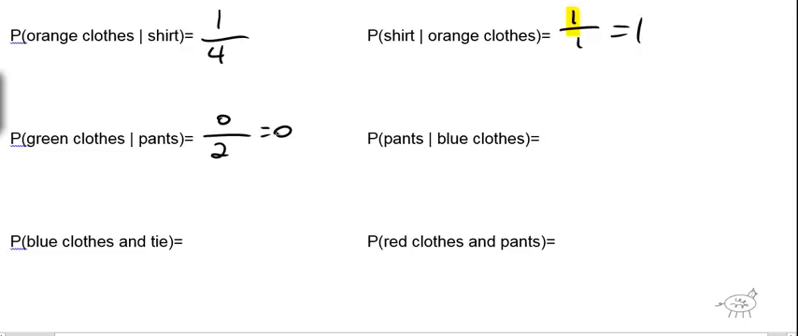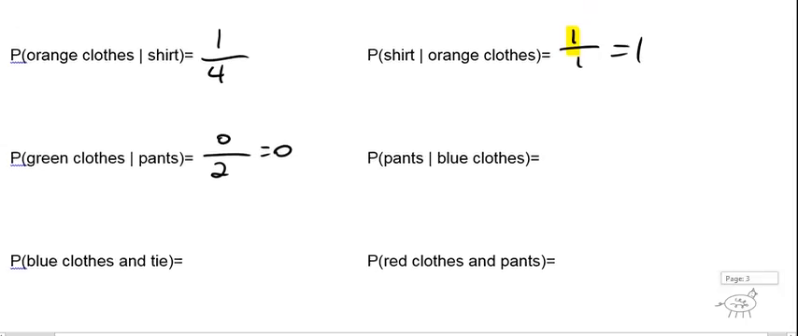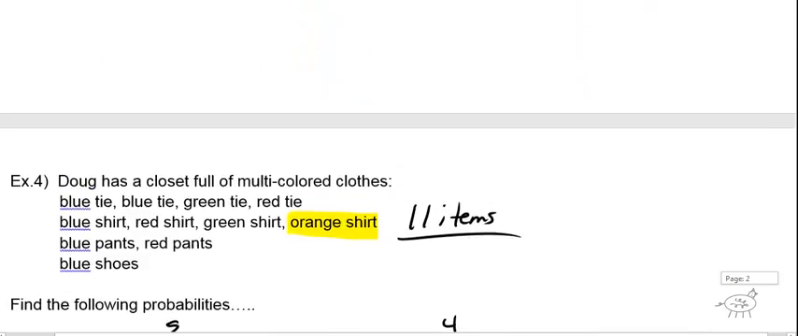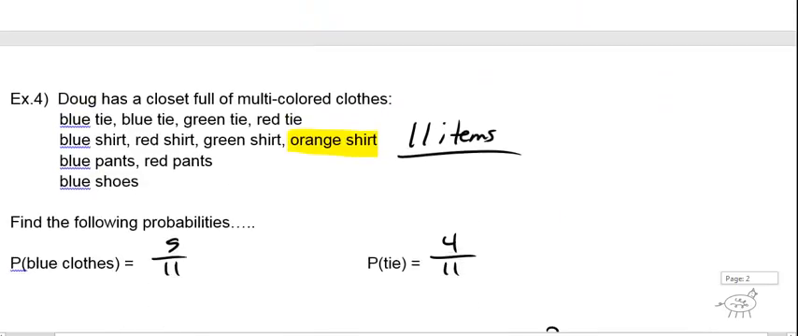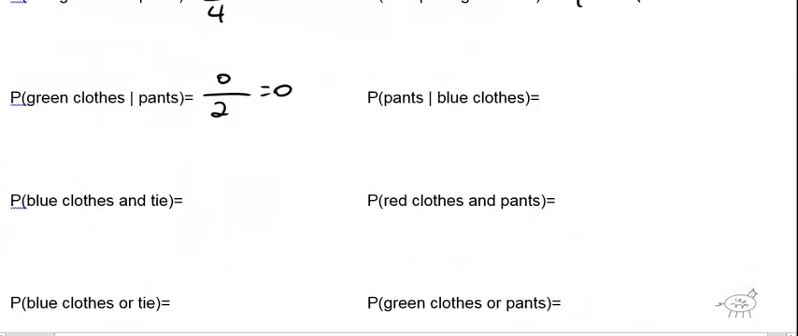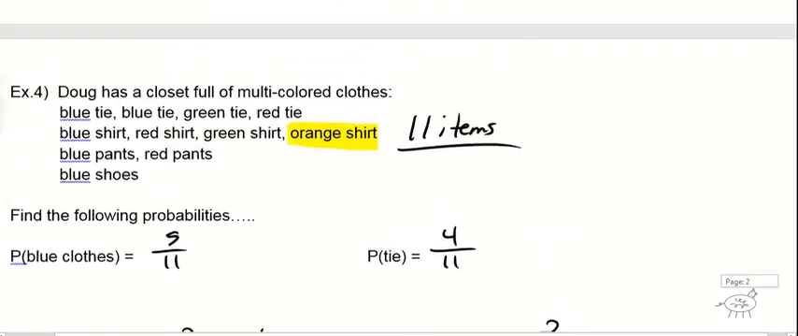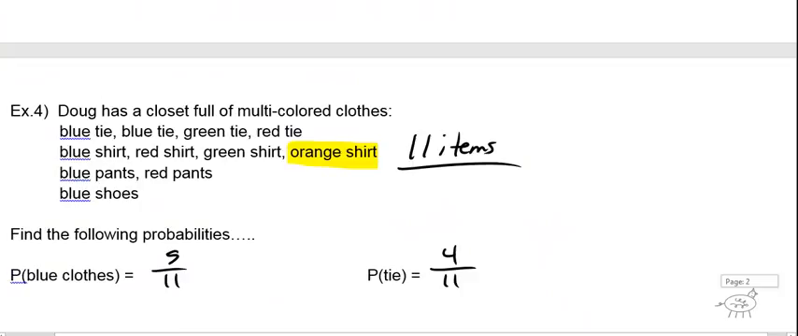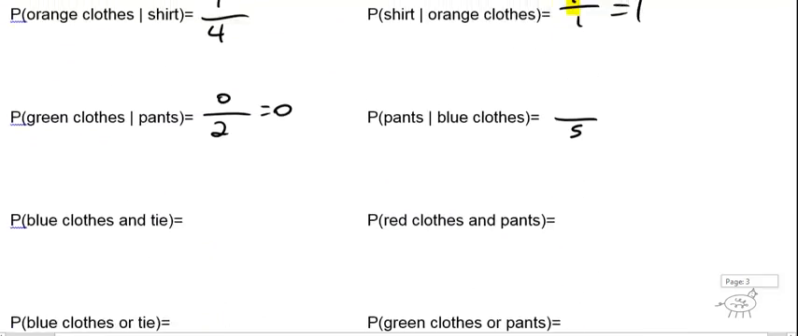The probability that it's pants given that it's blue clothes. I'm telling you it's blue clothes, so let's go back up there. That means it's either a blue tie, blue shirt, blue pants, or blue shoes. So 1, 2, 3, 4, 5 blue items. What's the probability that it's pants? There's only 1 pair of blue pants, so it's only 1/5.